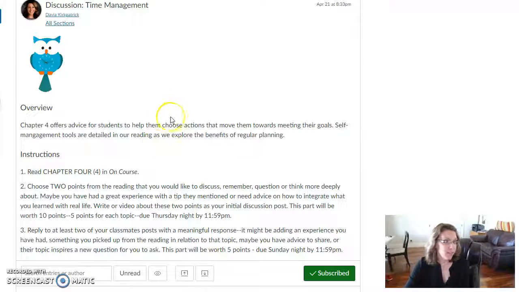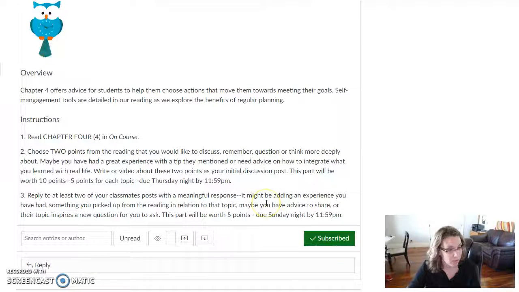And then this is one of my discussions. I use my little owl up here on the top left with my overview and instructions. And then of course I want to give my students, you know, variability in terms of how they'd like to submit. They can type out their responses, they can do a video if they choose to, and that's something that I have incorporated throughout my course. I allow my students to do things creatively.